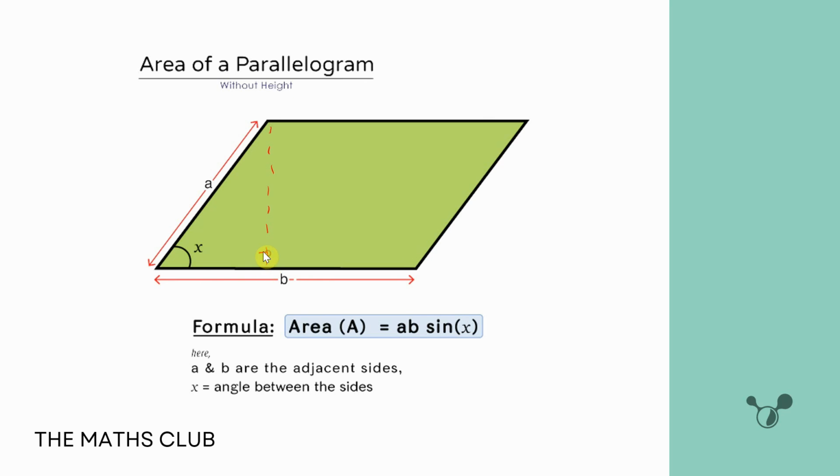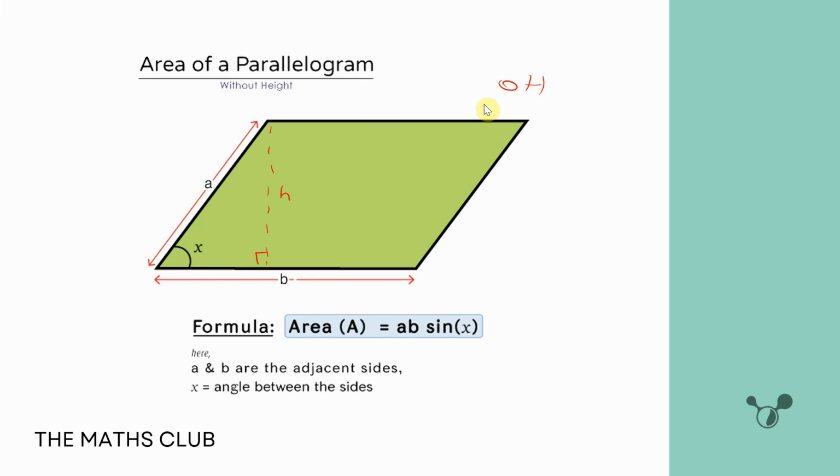So assume that these are perpendicular heights. This is h. So we have a small triangle here, right? So look at this one here, with an angle x. This h is opposite to the angle x, and this a here is the hypotenuse of the triangle. So basically we have the opposite and we have the hypotenuse.